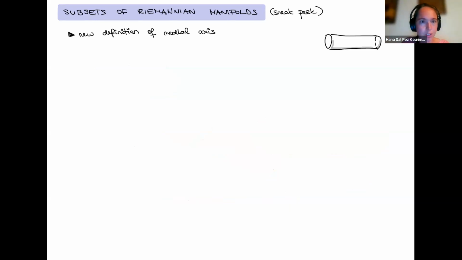Very briefly about Riemannian manifolds. The challenge when you move from subsets of Euclidean spaces to subsets of Riemannian manifolds is that all of a sudden you don't have a unique path connecting 2 points. And this means that essentially you need a new definition of medial axis. There are definitions of medial axis out there for Riemannian manifolds, but for our purposes, we needed to create yet another one. So yeah, we did that. It's one of the features of the paper that there is yet another definition of medial axis.